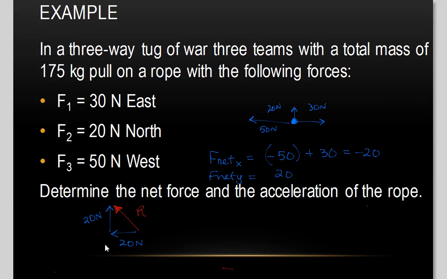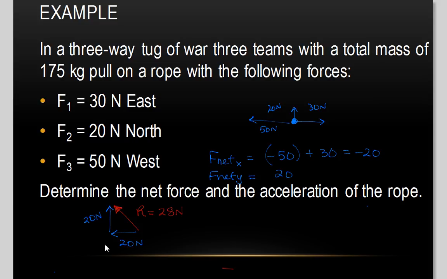Wait, I just did F net equals 30 plus 20 plus negative 50. That's a big mistake, because those are in different dimensions. You can't add wests with norths. Does that make sense? You have to go component-wise: x's with x's, y's with y's. Okay, the resultant, using Pythagorean theorem, 20 squared plus 20 squared, using the square root, I got 28.